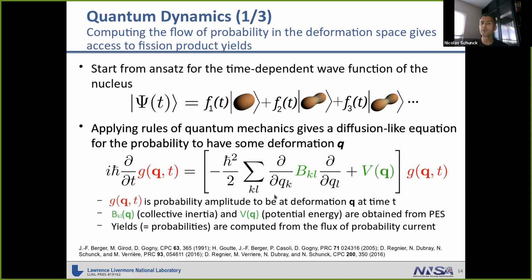The good news, however, is that when you calculate the potential energy surface, you get those two objects in green directly out of it. So if you know those two objects, you know this operator, and you can solve this equation. And solving it will give you this function g, which is the probability amplitude to be at a certain deformation at time t. And from that probability amplitude, you can calculate a flux of probability. And from there, you can extract fission fragment distributions.